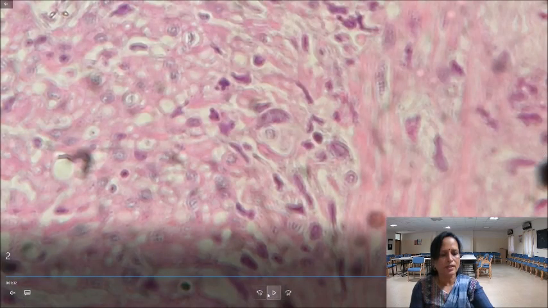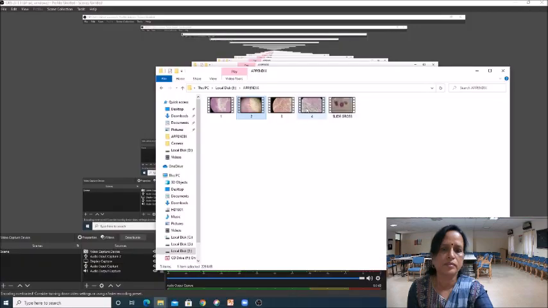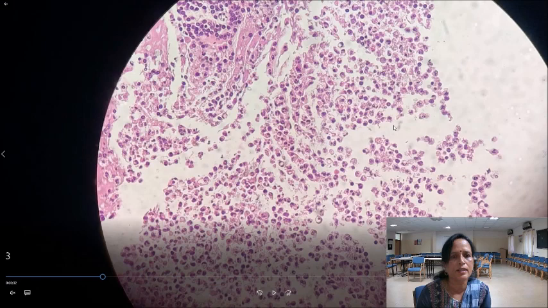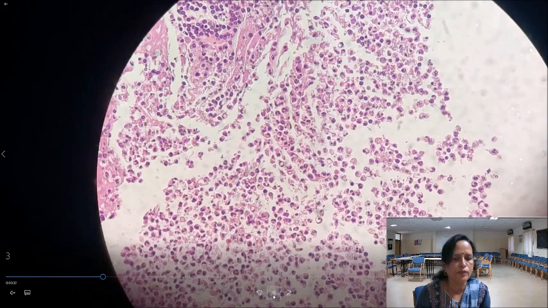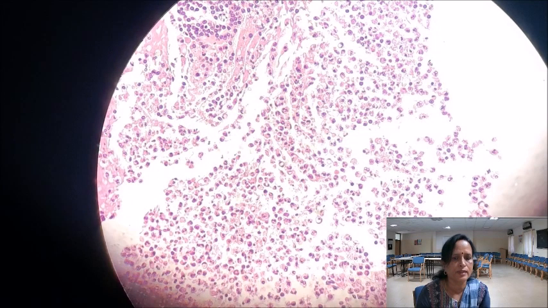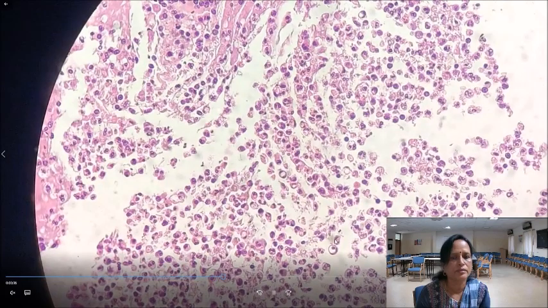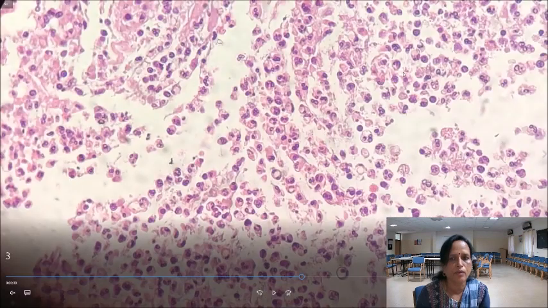Let us see one more picture of the same, higher magnification, and see, very clear inflammatory cells. Where are we now? I'm just showing you this in the lumen of the appendix. Plenty of neutrophils here in the lumen. Very, very clearly made out.